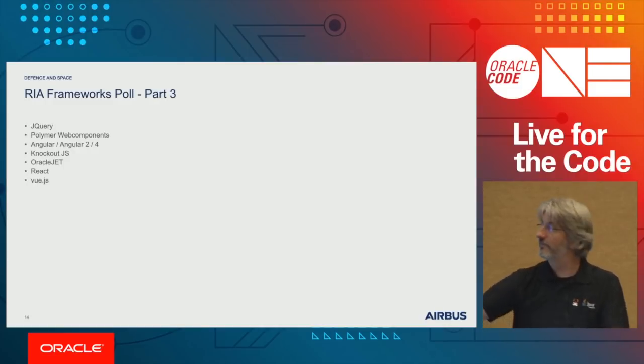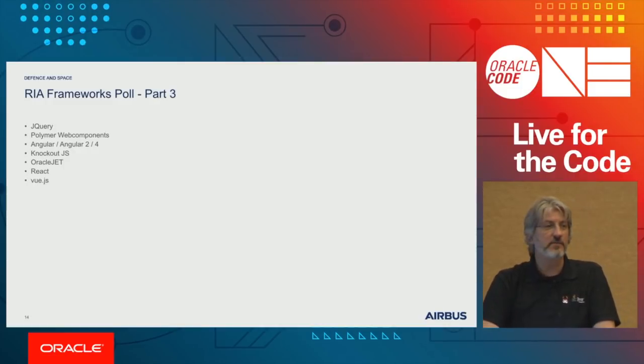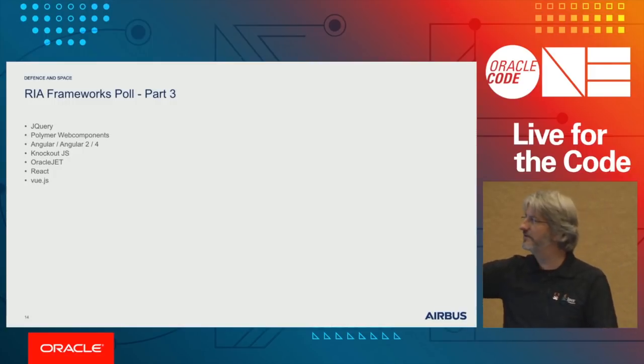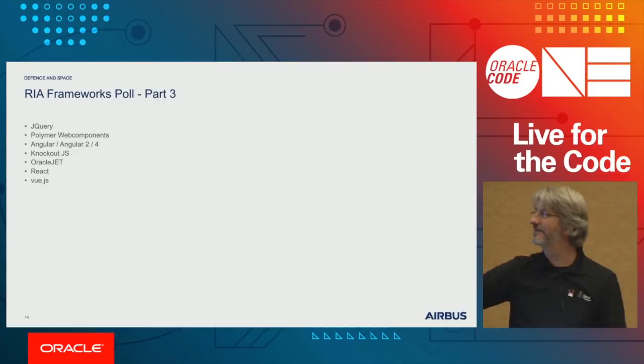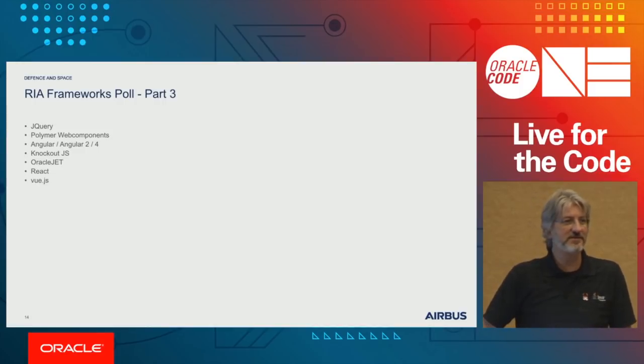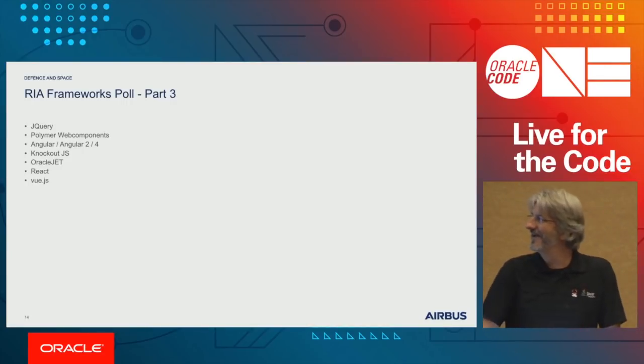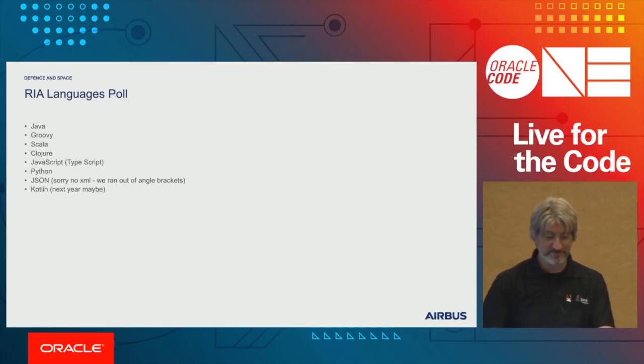So, things like, for the three HTML5 people probably, jQuery, Polymer, Angular, Knockout, Oracle JET. It's new. Next year we'll ask again. React. All right. Vue.js. Ooh, so yeah, it seems cutting edge. All those frameworks are used, so all across the board.